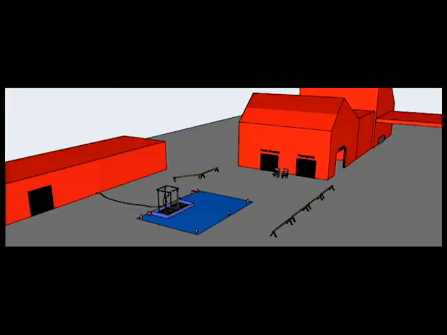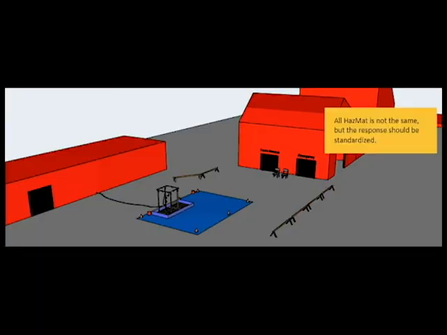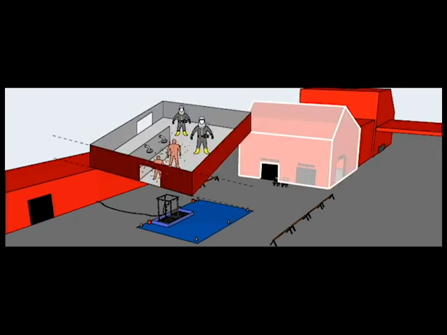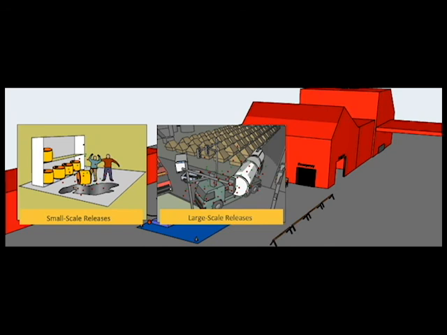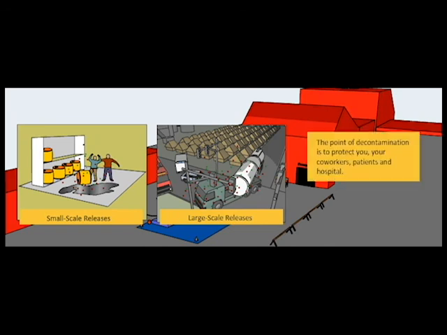In summary, all HazMat situations are not the same, but the hospital's response to contaminated patients should be standardized. All hospitals, at a minimum, should be able to perform decontamination on at least 2 patients. Planning and training should focus on the unique challenges posed by small-scale and large-scale releases. Just remember, the point of decontamination is to protect you, your coworkers, patients, and the hospital.